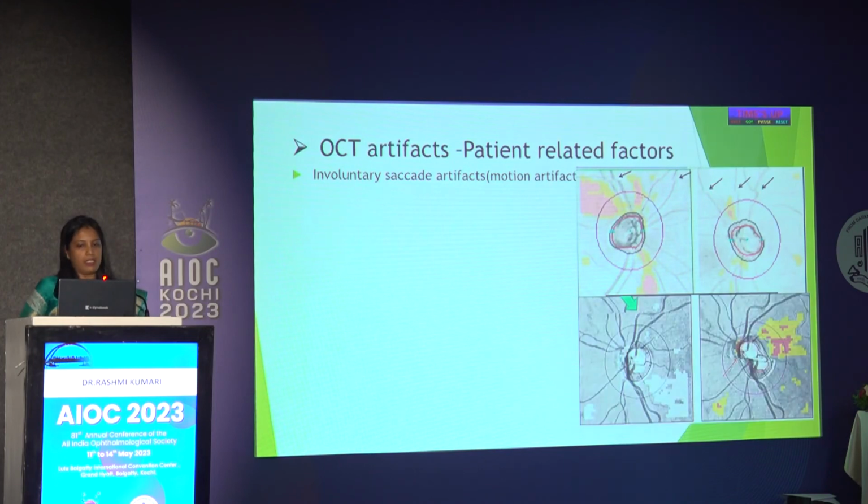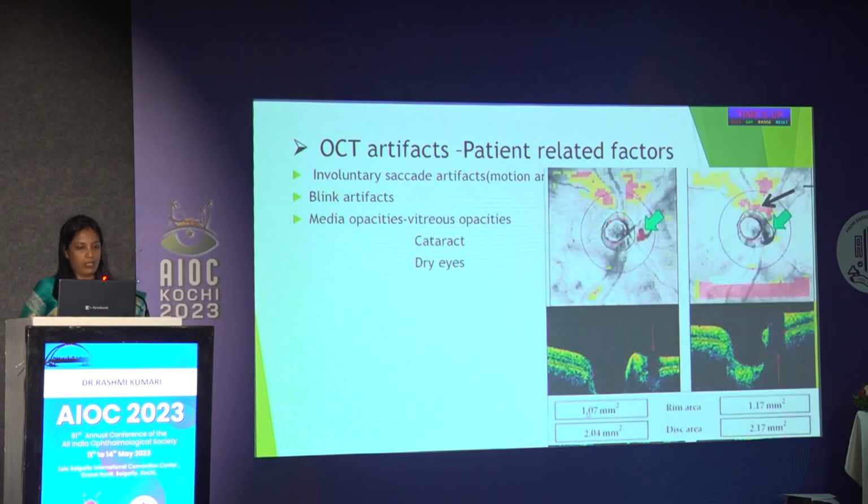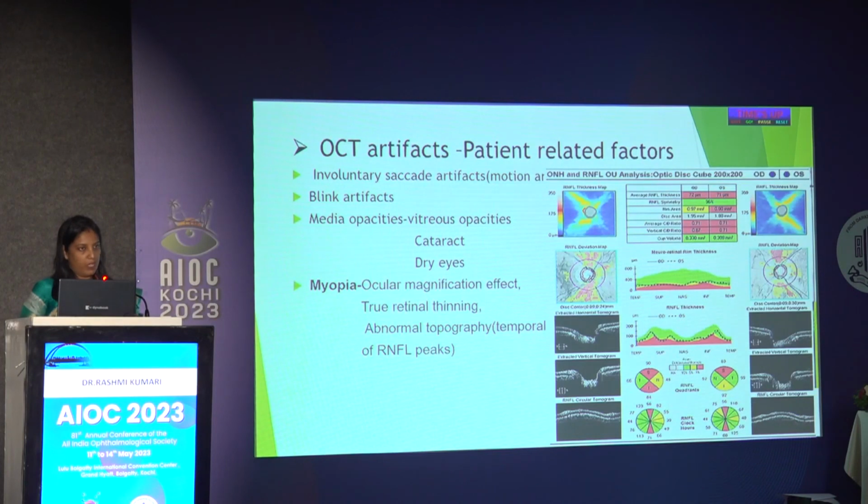There are certain artifacts like motion artifacts, as can be depicted by wavy lines in the scans. To take care of these, high scan rate OCTs are developed, and there are techniques to track the eyes, but still they exist. Blink artifacts, when this data needs to be discarded, and you have to go for repeat testing. Media opacity, as you can see, vitreous opacity can get incorporated in the measurements when the whole of the calculations is fallacious. Myopia is a special situation which has ocular magnification effects, and there can be true retinal thinning as well. So these patients need special care while interpreting these reports.